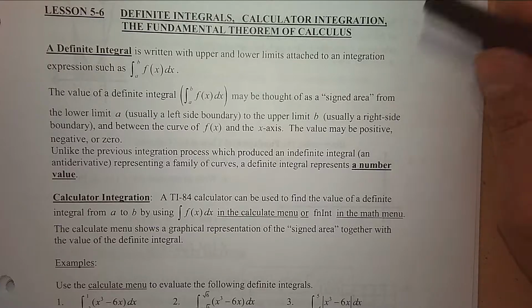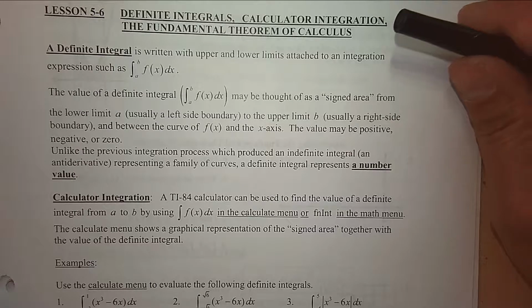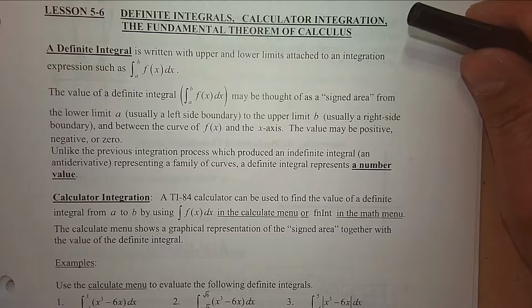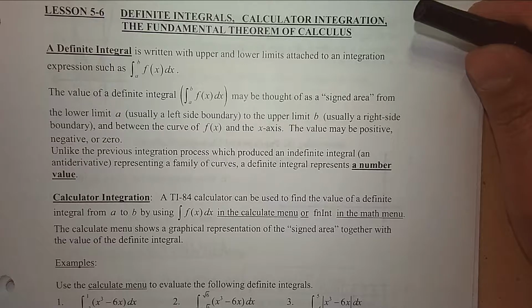How can you tell the difference between the two? A definite integral has bounds, an upper and a lower bound. So when you have your integration sign, you'll have a number on top and a number on the bottom. Usually the number on the bottom is smaller than on top, but it doesn't have to be. But most of the time, a is smaller than b, and it's integrating from a to b.